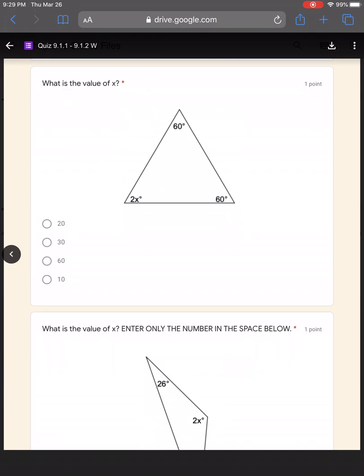Next, what is the value of x? I will say for this one, it might be easier for you to write an equation. So if you want to write an equation, I would encourage it. You could also maybe plug in for x using what you know about the number of degrees in a triangle. So would it be 20, 30, 60, or 10?